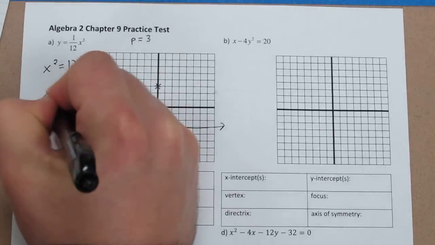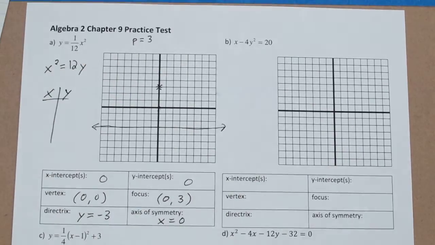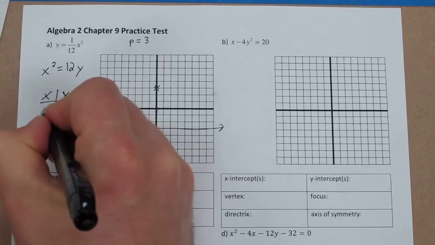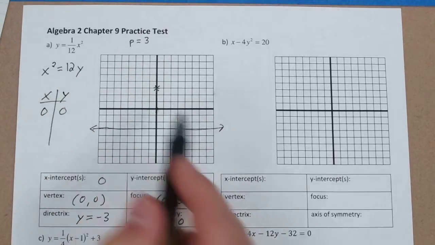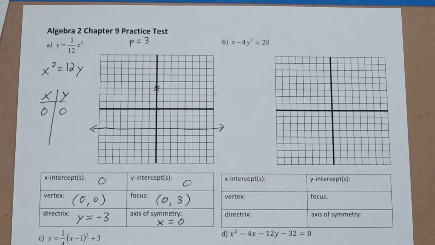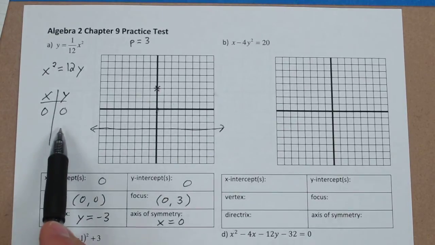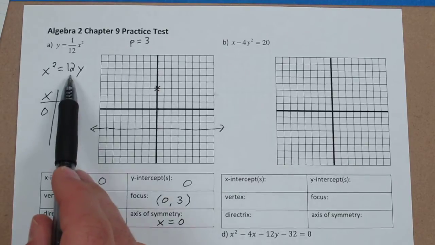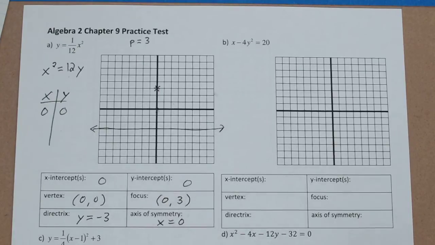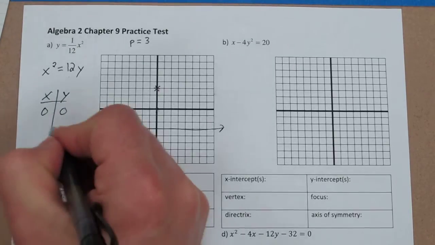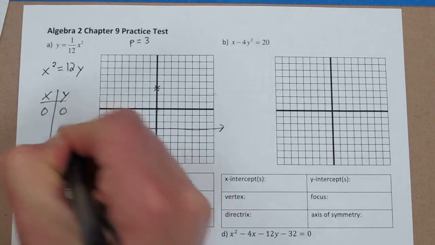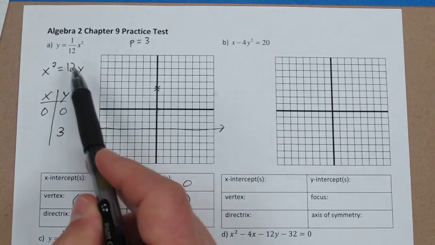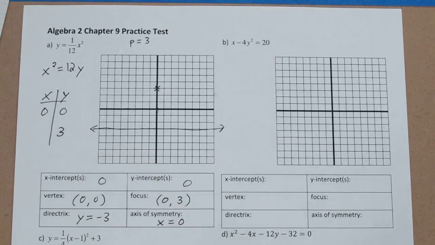If we create an xy chart, we can add the 0, 0 that we already know is on the graph, because that's our vertex. Now what we're looking for is a good y-coordinate, a good y value to plug in, so it's easy to figure out what x squared is. Now looking at this 12 here, and thinking about what perfect squares there are, I think a good y value to plug in would be a 3. Because 3 times 12 is 36.